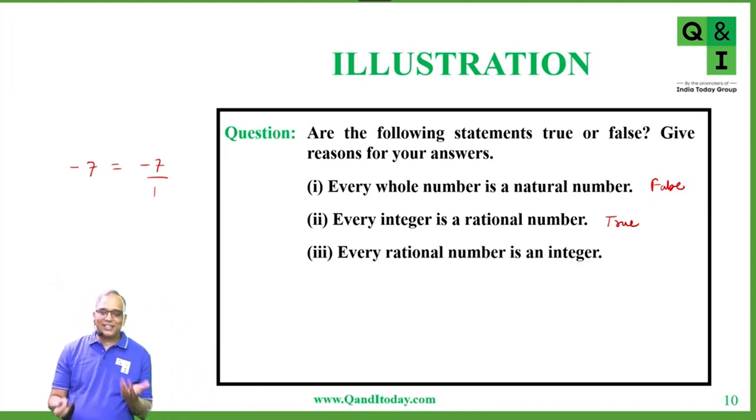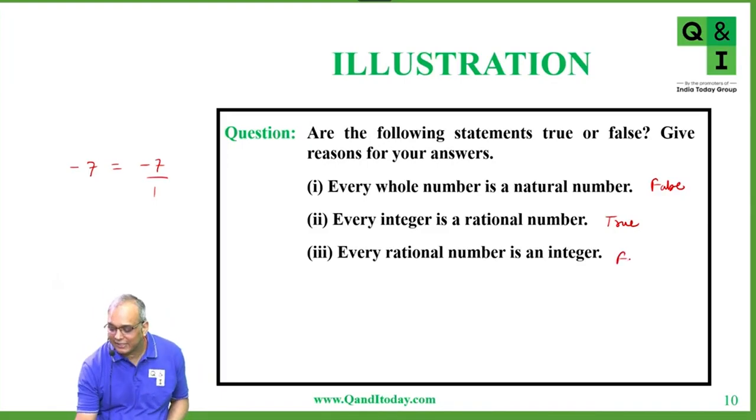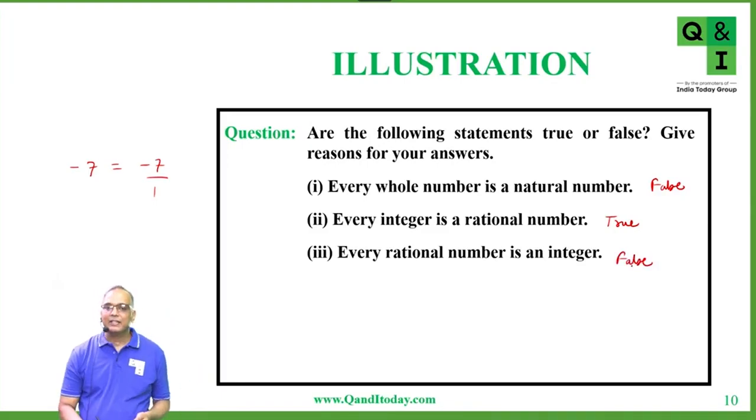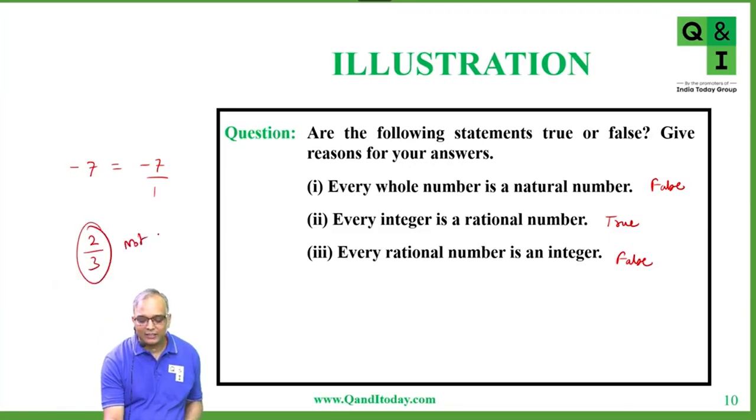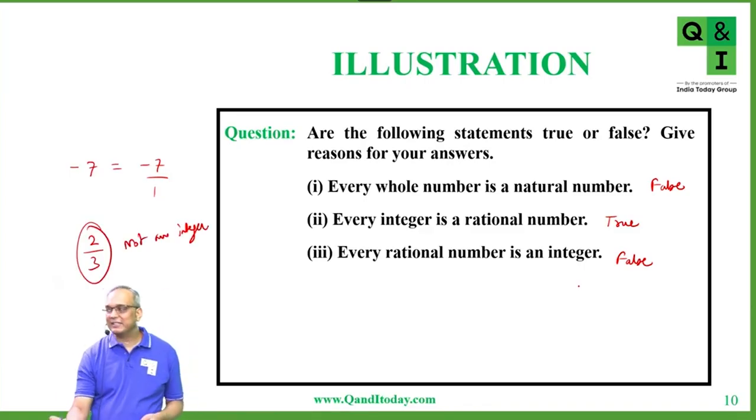Now every rational number is an integer. This is again false, right? So every rational number, for example, 2 by 3, this is a fraction. This is not an integer, right? So every rational number is an integer is a false statement.